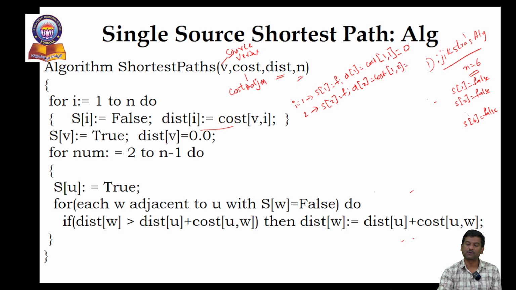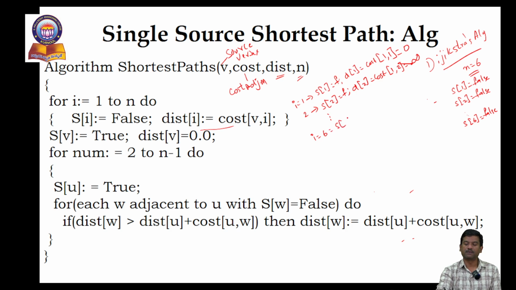That is 2. So cost of 1 comma 2. If there is a direct edge that has been associated from 1 to 2, then represent it with respect to its value, something like a 10, whatever the edge cost that has been associated. And if there is no direct edge, then indicate this as infinity.